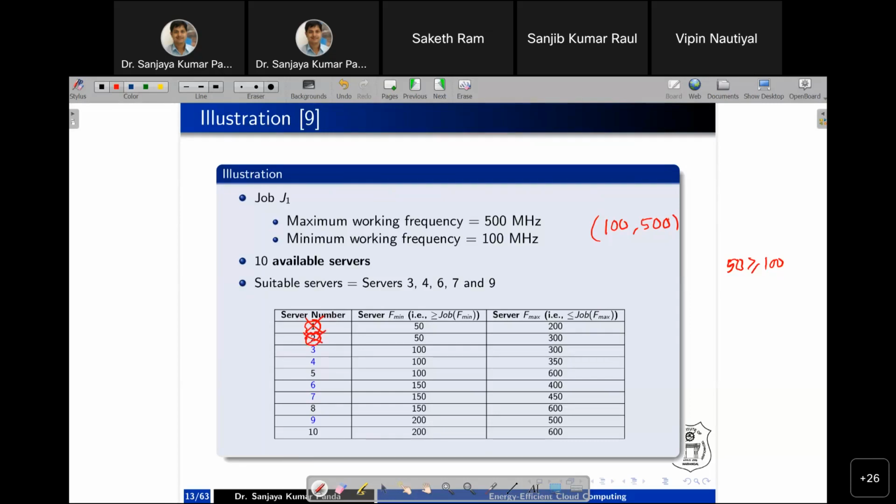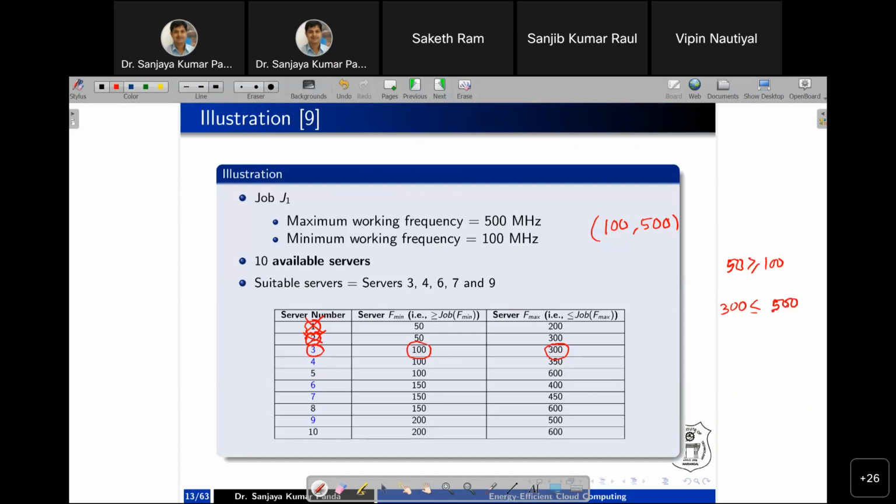Now, if I go for server number 3, the minimum frequency of the server is equal to the minimum frequency of the job. So it is satisfying our requirement. And the maximum frequency of the server is 300, which is less than or equal to the maximum frequency of the job, that is 500. So both inequalities are satisfied. That's why server 3 is suitable for job J1.